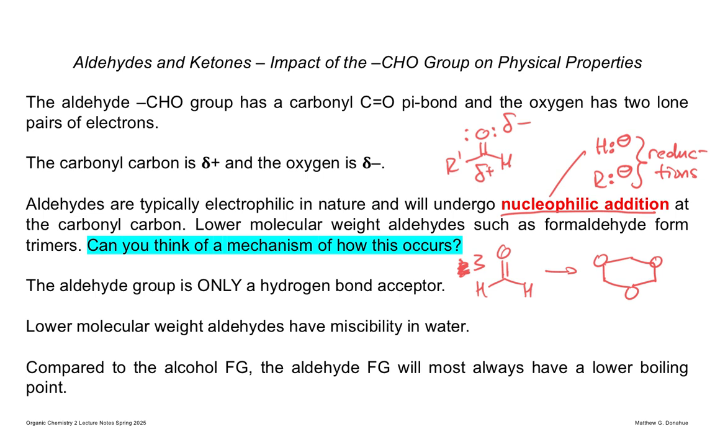So the carbonyl itself can only behave as a hydrogen bond acceptor. Meaning, like with water, the lone pair can hydrogen bond with water in that fashion. And so if the carbon count is low enough, the aldehyde can be miscible due to that interaction.